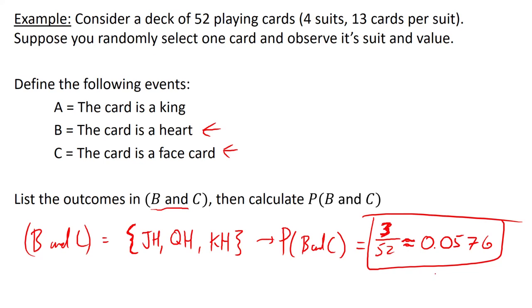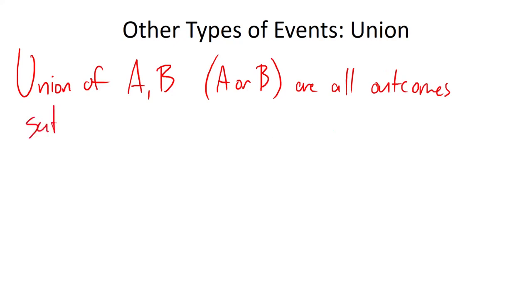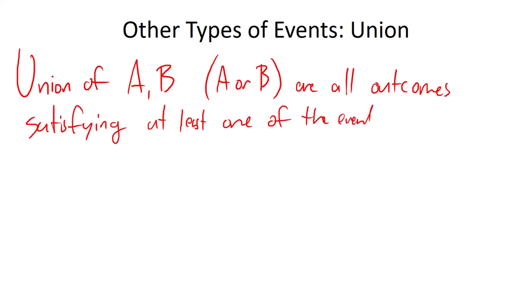So the 'and' means that it has to satisfy both. It's more restrictive. The intersection is going to be no bigger than the smaller of those events, right? You're not including extra things. It's usually more exclusive. The union, though, is the other one we were talking about, and that's the 'or'. The union of A and B, which we often denote A or B, is all the outcomes satisfying one or the other. We'll say satisfying at least one of the events, A or B.